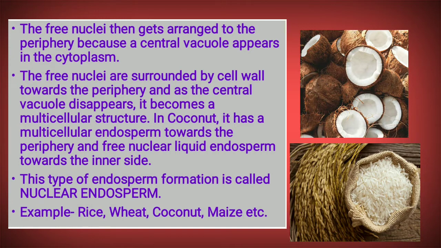This type of endosperm development is called nuclear endosperm, and such nuclear endosperm development is seen in rice, wheat, coconut, maize, castor seed, etc.